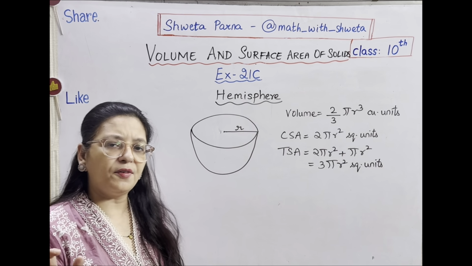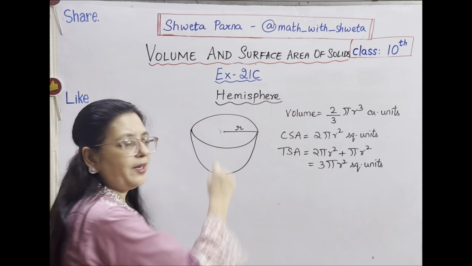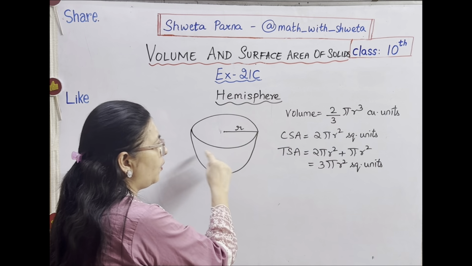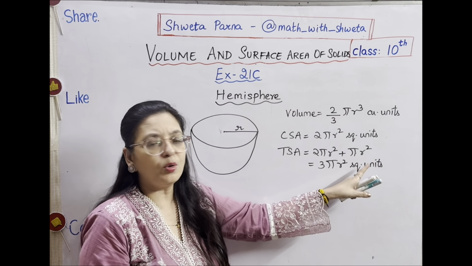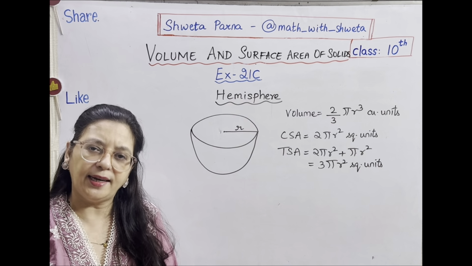Then comes the total surface area. Total surface area is curved surface area plus the area of the circle. So the curved surface area is 2 pi r square. The area of the circle is pi r square. When you add both, you will get 3 pi r square. Okay, come on, let's start with the exercise.